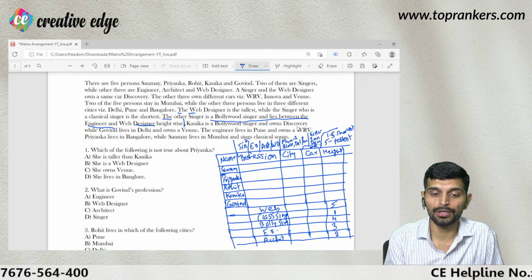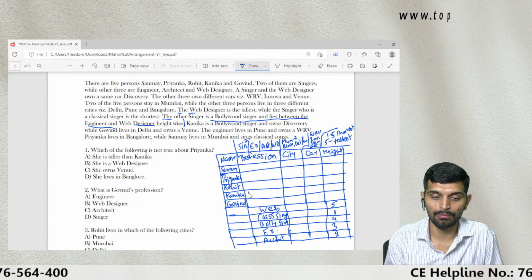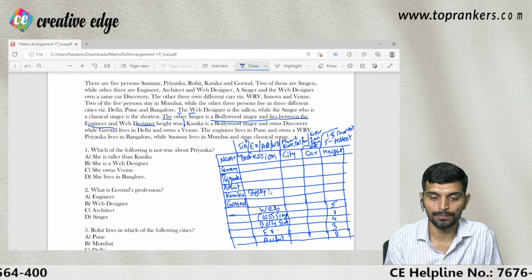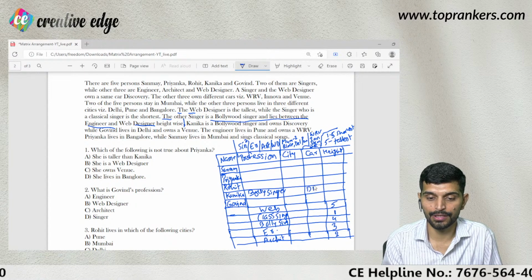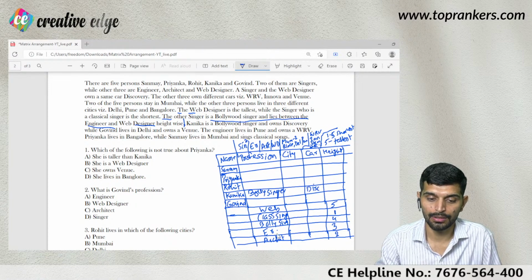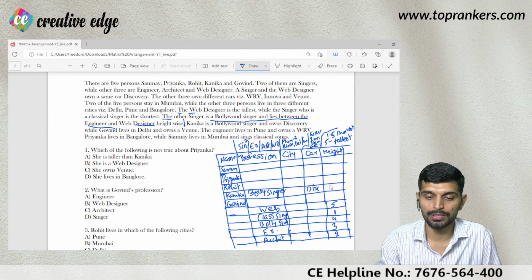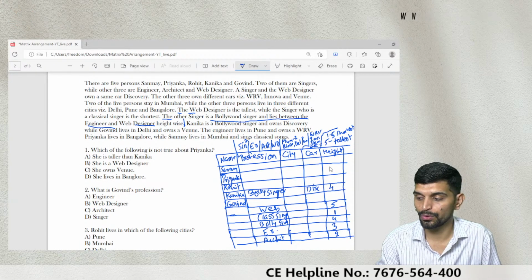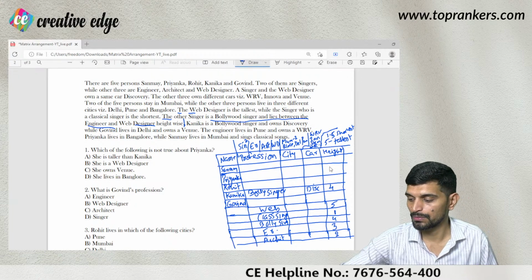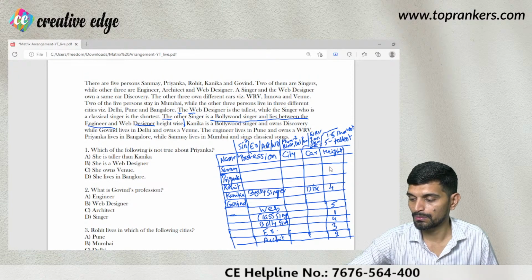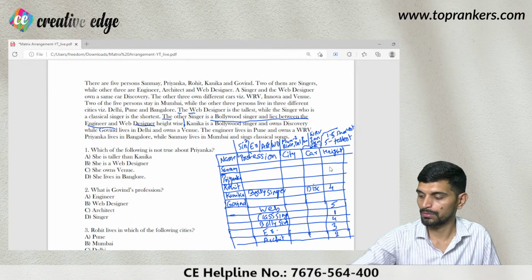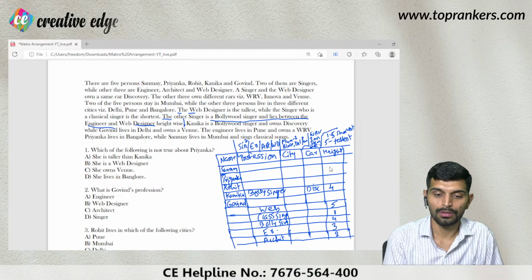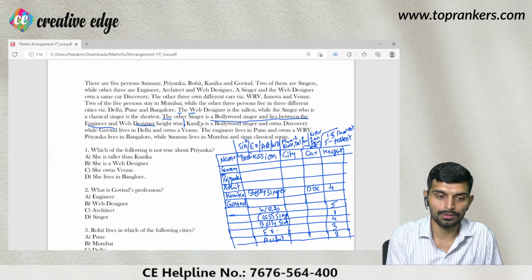Kanika, Bollywood singer, owns Discovery. Right. And Bollywood singer is fourth in height. So Kanika is fourth in height. So let us continue with this.